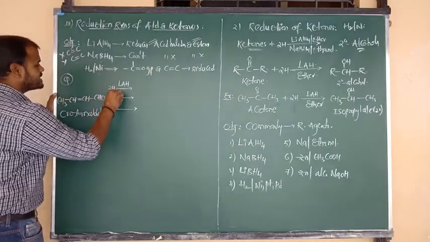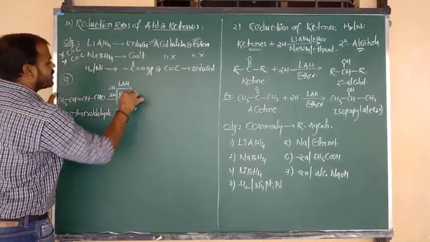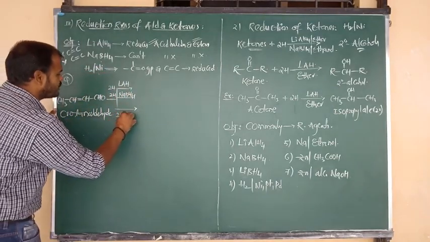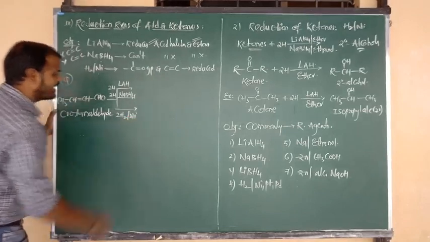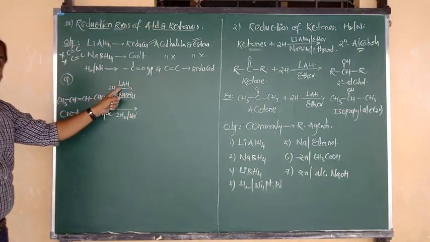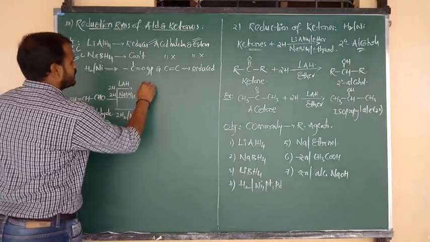Addition of hydrogen takes place in presence of sodium borohydride. And one more is catalytic hydrogenation, meaning addition of 2 moles of H2 in presence of nickel. Okay. Lithium aluminum hydride can reduce aldehydes and ketones, but cannot reduce the double bond. So the double bond remains the same.